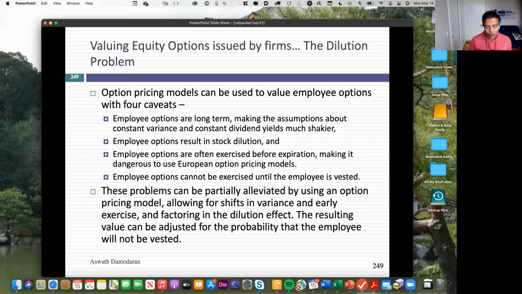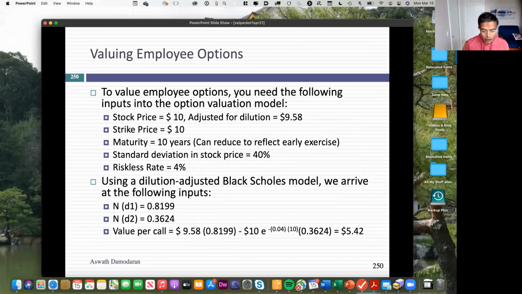So here's what I'm going to do to adapt the employee option pricing model. Basically, I'm going to take the Black-Scholes model and adapt it. For what? I'm going to adapt it for dilution. It's actually fairly simple to do.